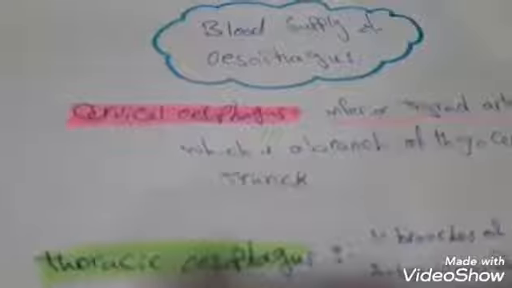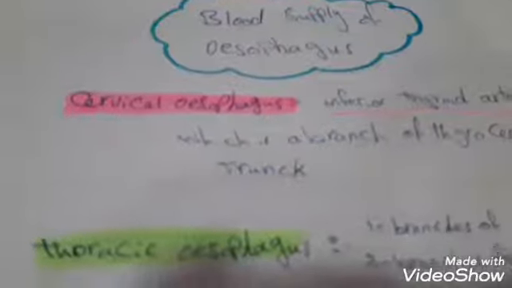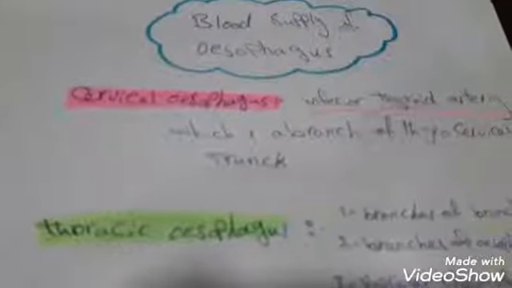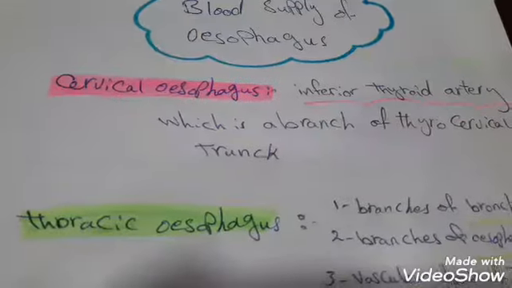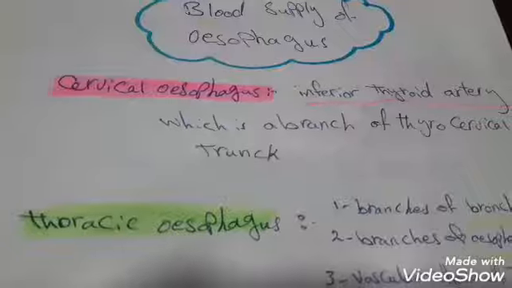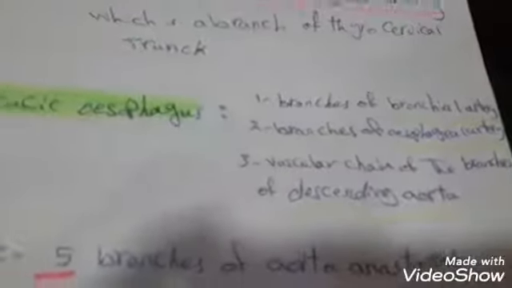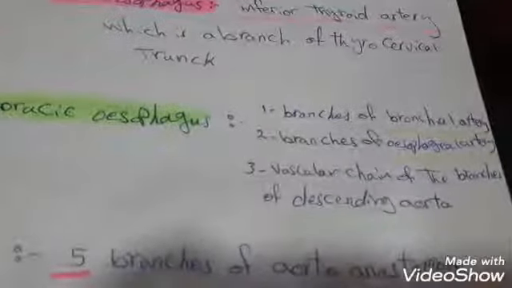The esophagus is divided into three parts. Each part has its own blood supply: cervical esophagus, thoracic esophagus, and abdominal esophagus. Cervical esophagus is supplied by the inferior thyroid artery, which is a branch of the thyrocervical trunk. Thoracic esophagus is supplied by the bronchial artery, esophageal artery, and the vascular chain of the branches of the descending aorta.